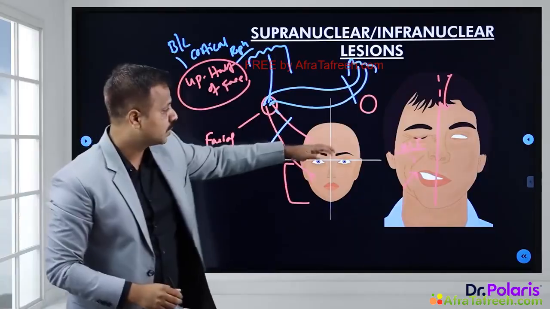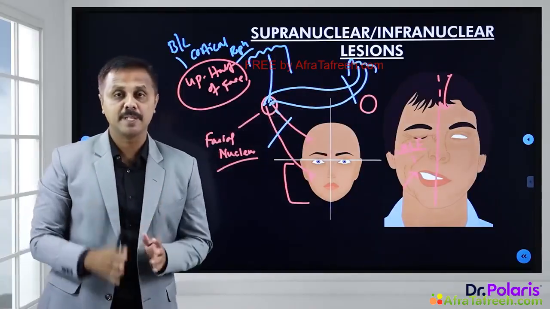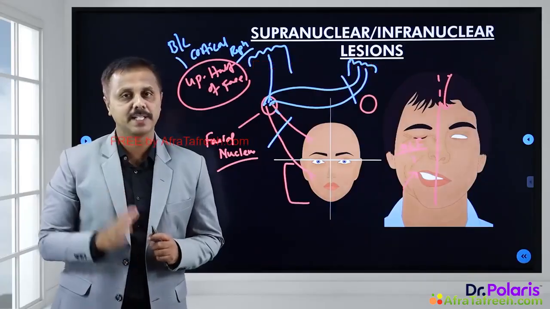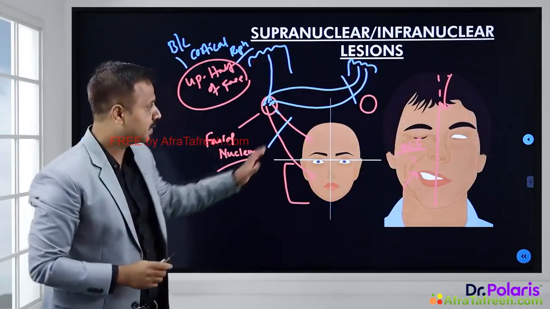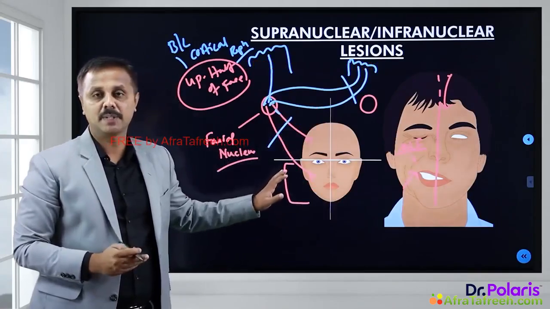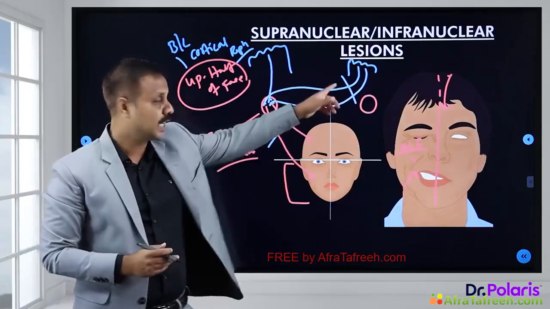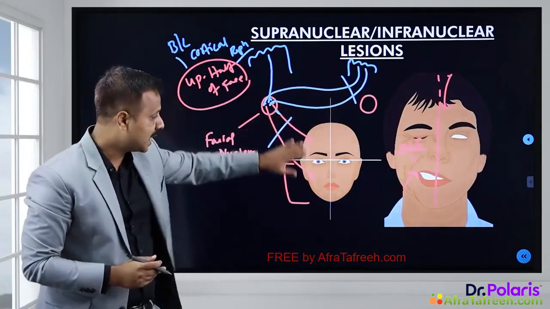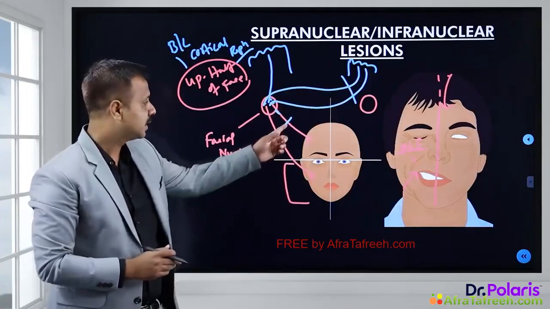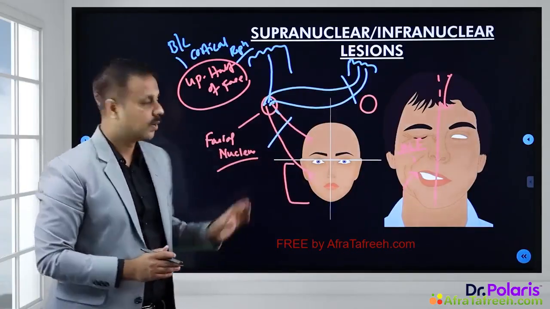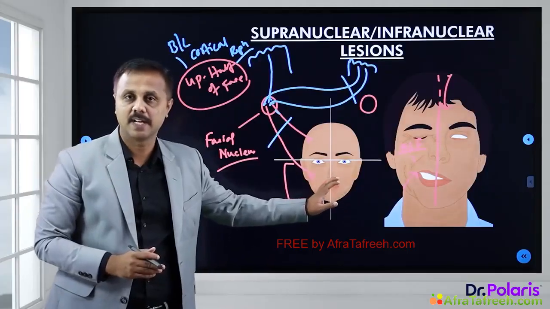That is why usually the upper half of the face will be spared in upper motor neuron lesions. This is what you need to understand regarding the anatomical basis of involvement of the contralateral lower half of the face in upper motor neuron lesion and the ipsilateral entire half of the face in lower motor neuron lesions. Hope this is clear now, right?